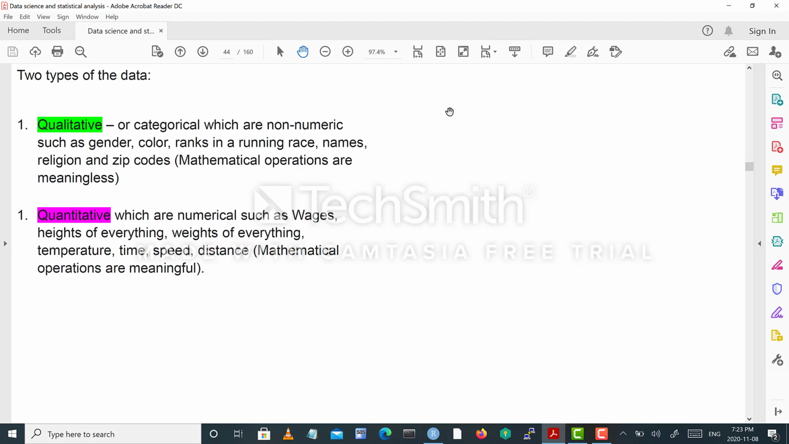Two types of data, qualitative and quantitative. Qualitative or categorical data, which are non-numeric, such as gender, color, ranks in a running race, names, religion, and zip codes, where the mathematical operations are meaningless. In contrast, quantitative data are numerical, such as wages, heights of everything, weights of everything, temperature, time, speed, distance, where the mathematical operations are meaningful.